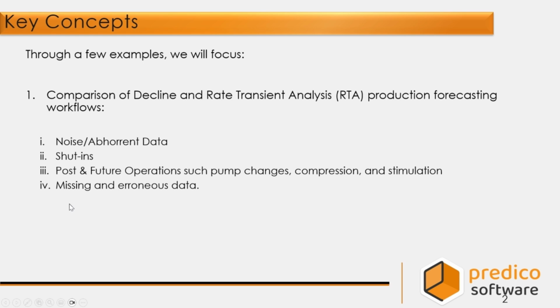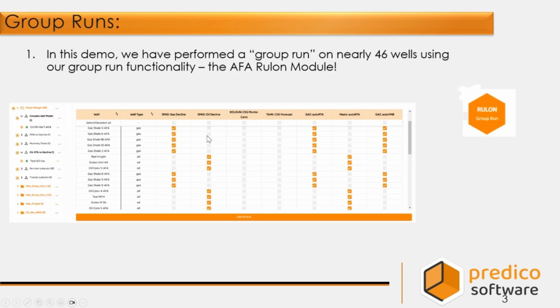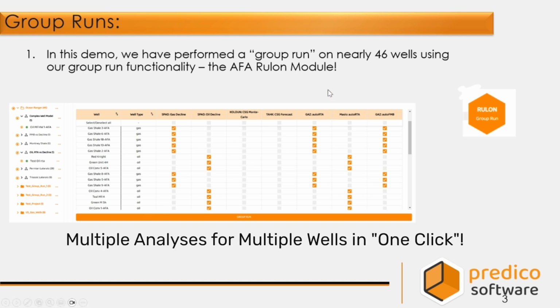missing and erroneous data. Before we get started, let's say we ran a group run on 46 wells using our Rule-On module. Rule-On allows us to look at all the wells we have in our system, perform declines, rate transient analysis, FMB, whether it's a gas well, oil well, all in one shot. So we can perform multiple analyses on multiple wells with a single click. In fact, 2 minutes runtime for 46 wells, including decline, RTA, and FMB. That's roughly 2.6 seconds per well.